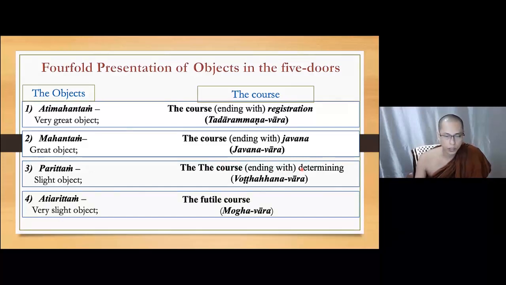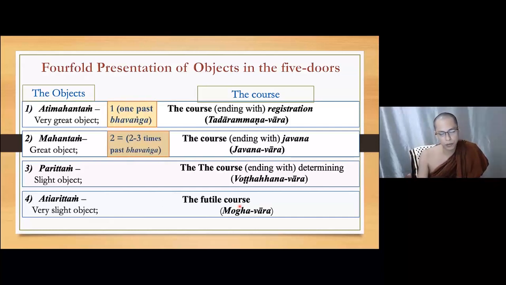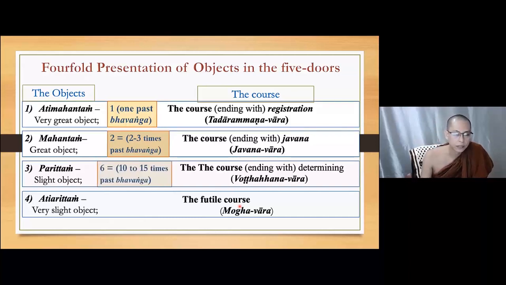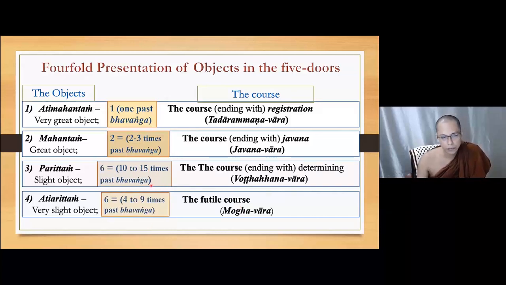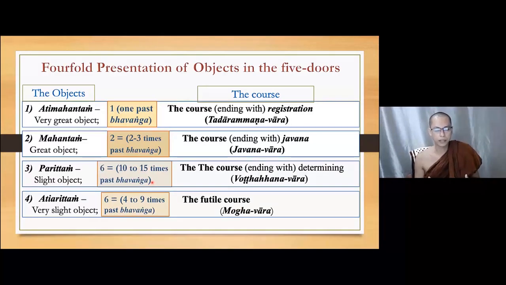And the last one is called the fertile course, Mokawara. There is no real cognitive process moment. Then here, one time passing bhavanga, and two times passing bhavanga, we already know, just to review. So 10 to 15 times is still enough duration for the second determining moment to arise. That is why this is regarded as the Paritta arammana, and six processes. Then the last six processes.